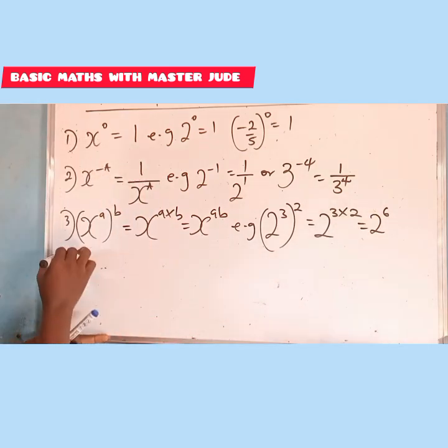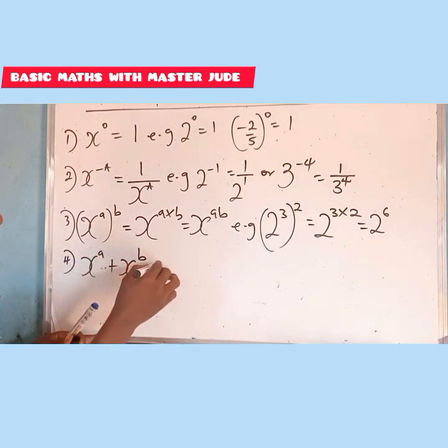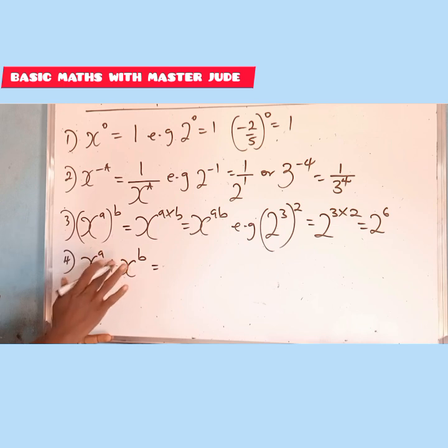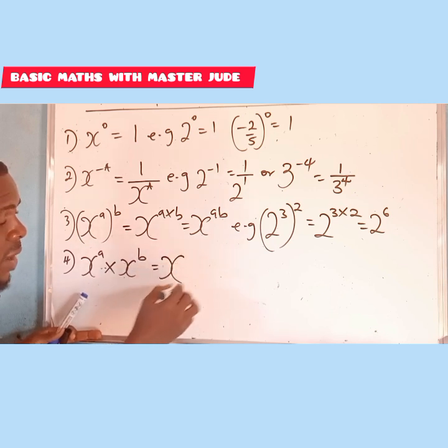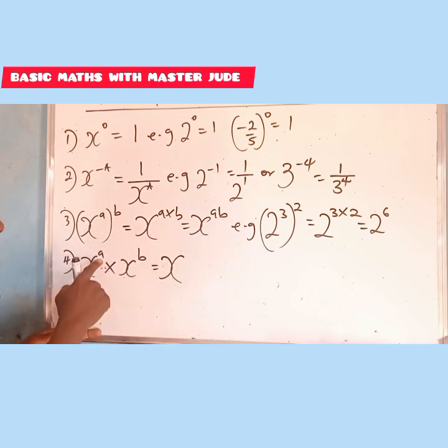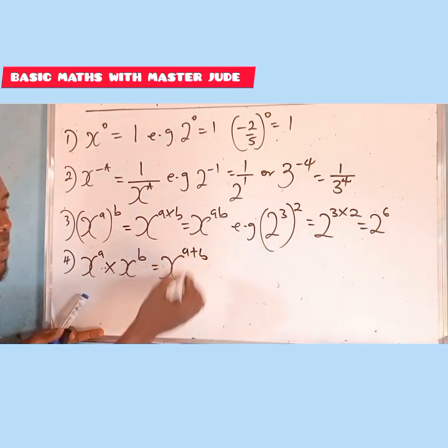Now another law we have says that x raised to power a times x raised to power b. Now in indices, multiplication is the same as addition if their base is the same. So since we have the same base, you bring out 1. Then if their base is the same and it is multiplication, you add their powers. So you are going to now have a plus b.